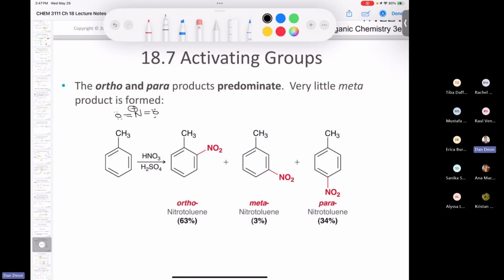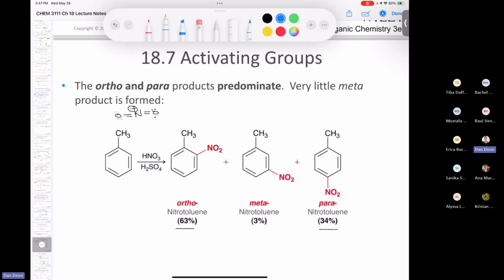And then we see that most of the nitration occurs at the ortho position, 63%. Some of it occurs at the para position, so it's about half of that. And then there's nothing in the meta position, okay? Nothing in the meta position. Well, it turns out that this nitration actually occurs about 25 times faster than it does with benzene.